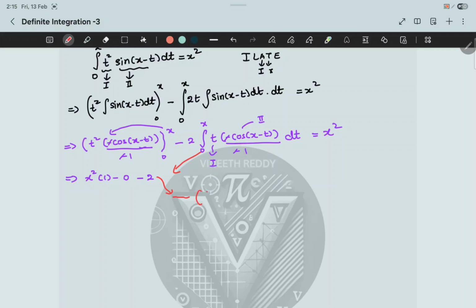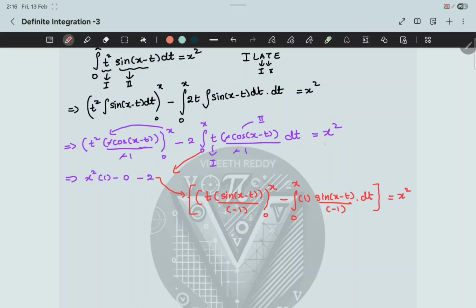So it will be t, the first function, into the integral of cos. Now the integral of cos will be sine of (x minus t) with a minus sign. See, there is a minus sign here, be careful. Now there will be limits here, 0 to x. So we can write minus 2 times minus, and then we will differentiate t first, so that will be 1. The integral of cos will once again be sine of (x minus t) with a negative sign, dt, and the limits will be from 0 to x. I hope you understood this step.